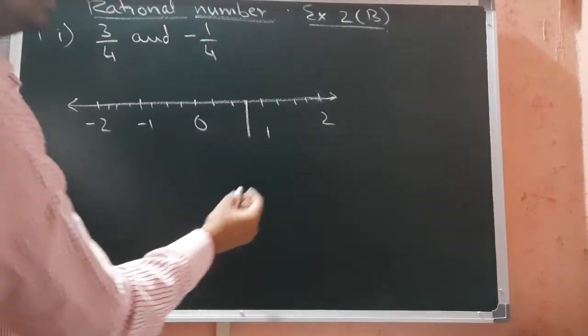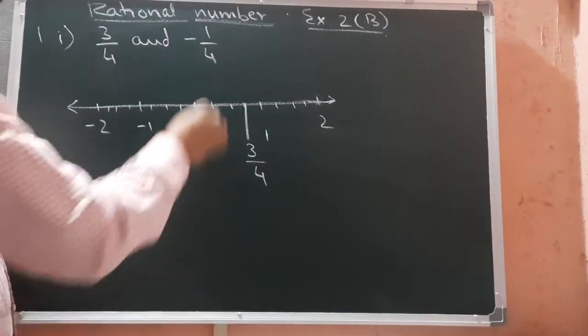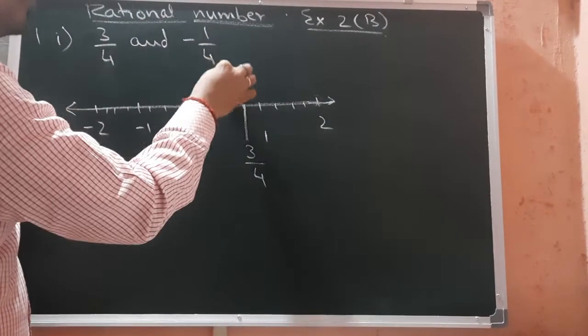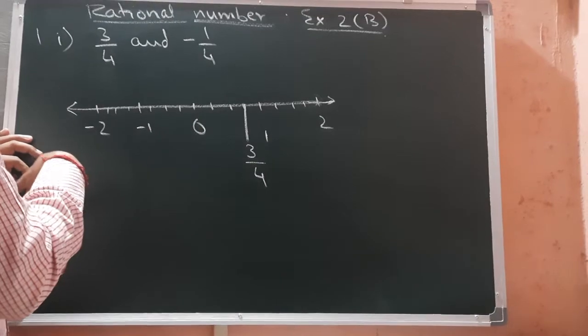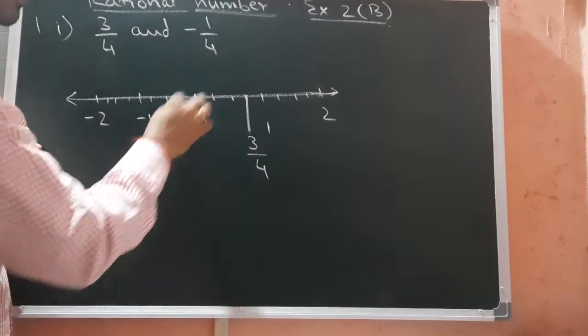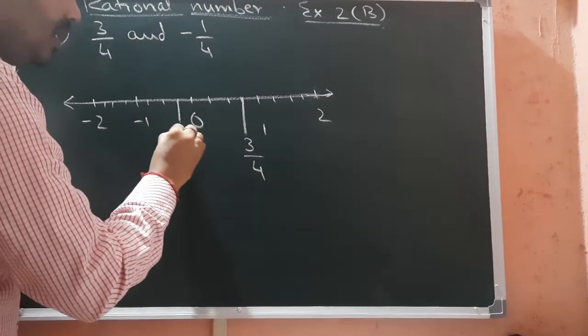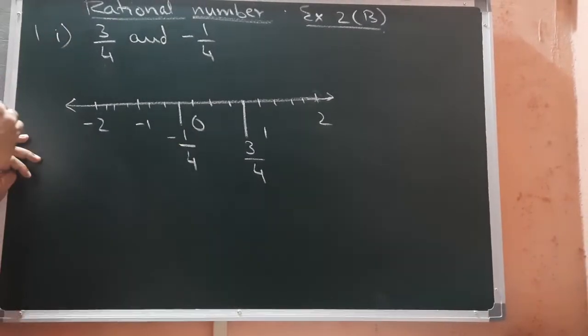This line represents my 3 by 4. Then minus 1 by 4, to the left side of 0. Out of 4 parts, the first part is there. So this number is your minus 1 by 4.